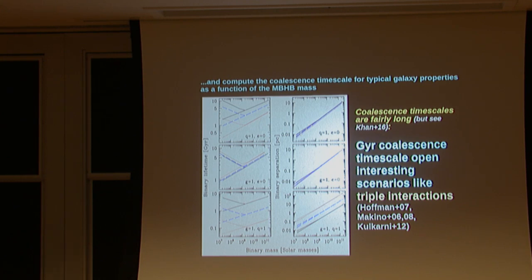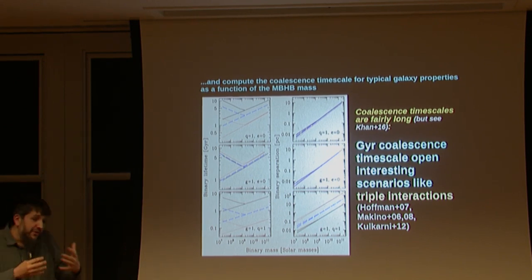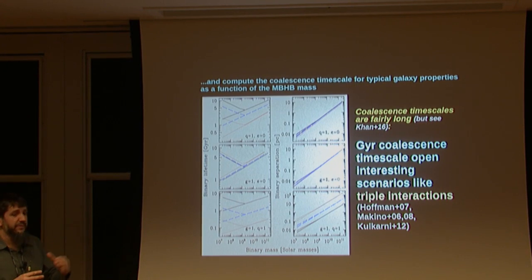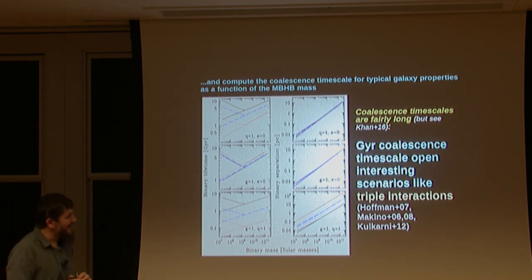So the bottom line that I want to stress in this first half of my talk is that we have a pretty, let's say, converged understanding of how the dynamics works, at least in first approximation. But the eccentricity is a problem, and this depends a lot on the density of the galactic system.